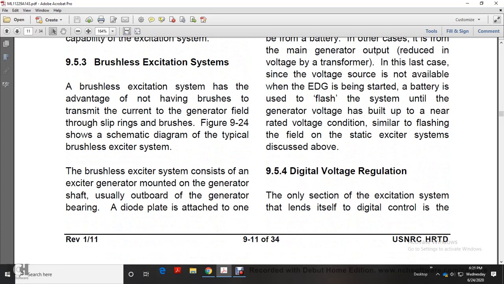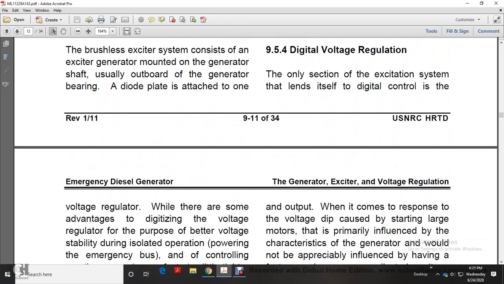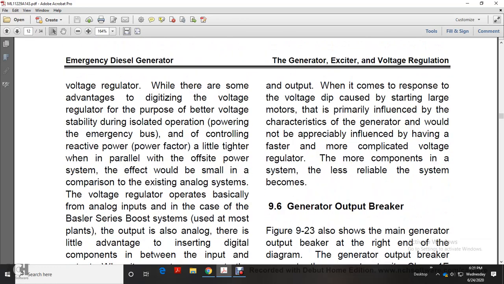Alright, 954 digital voltage regulation. The only section of the excitation system that lends itself to digital control is the voltage regulator. There are some advantages to digitizing the voltage regulator: better voltage stability during isolated operation, powering the emergency bus, and controlling reactive power with the power factor tighter in parallel with the offsite power system. The effect would be small in comparison with the existing analog system.